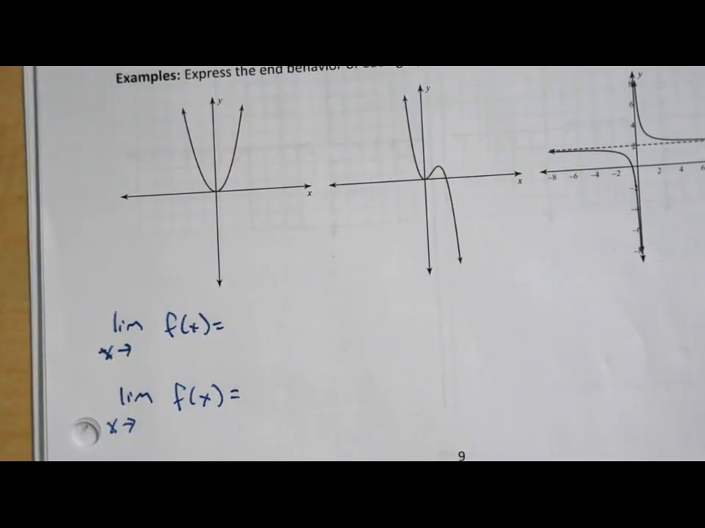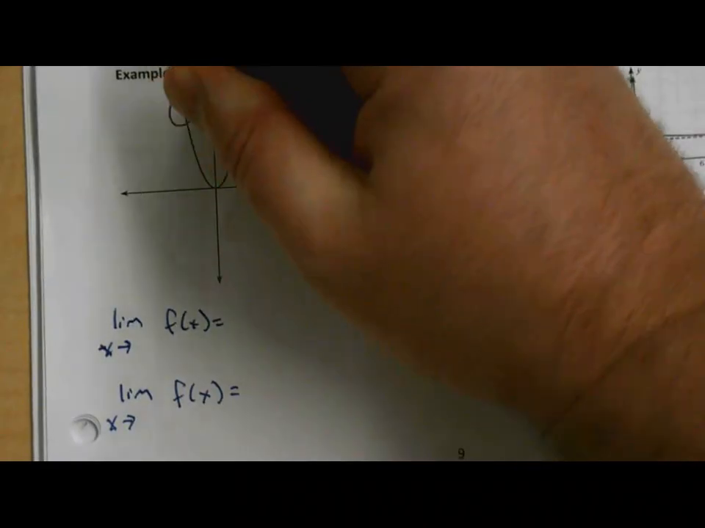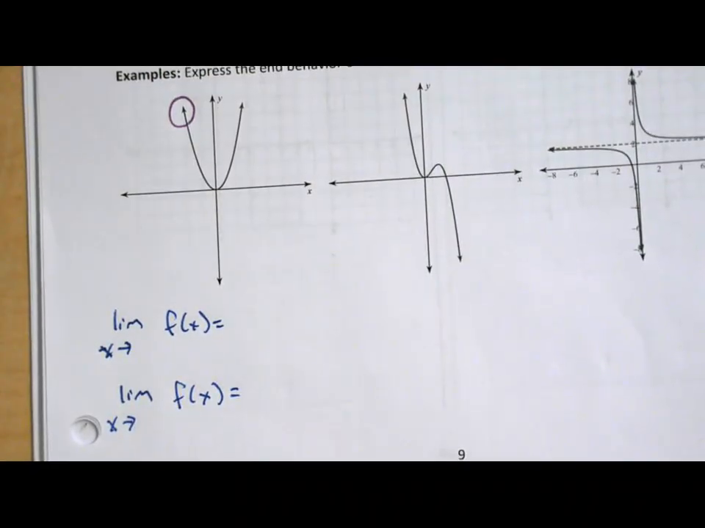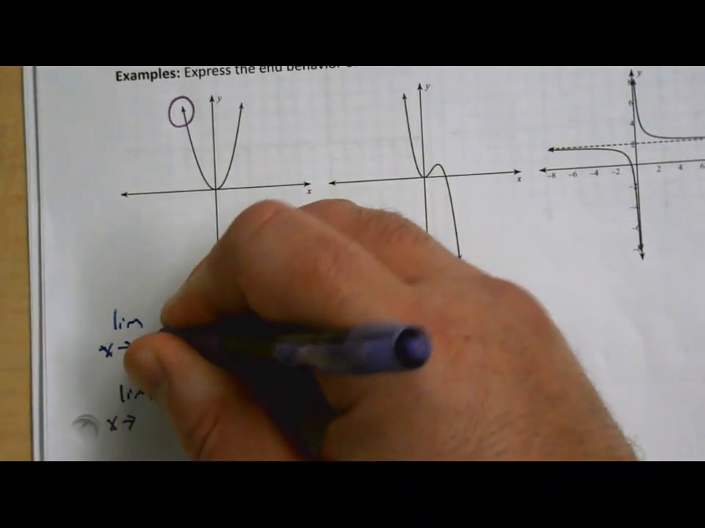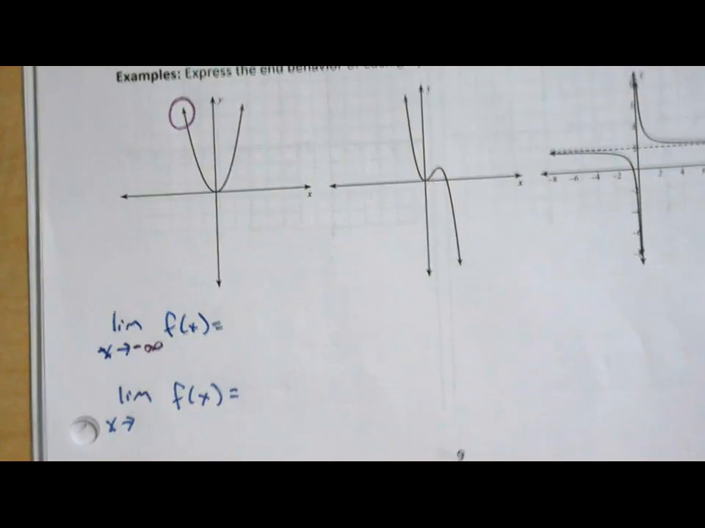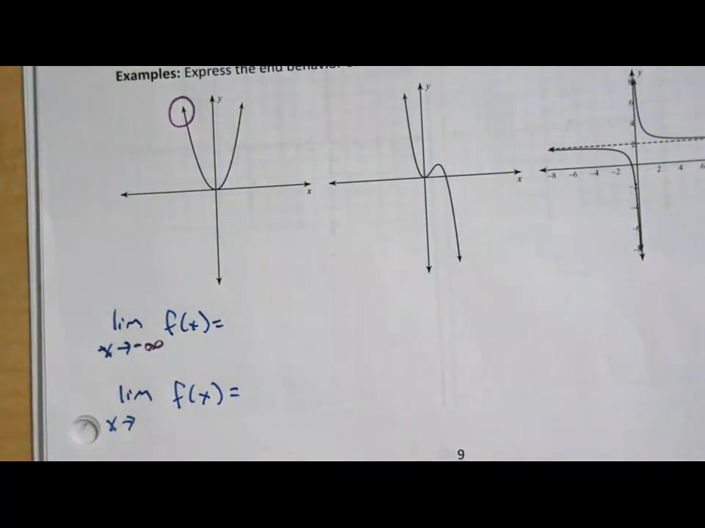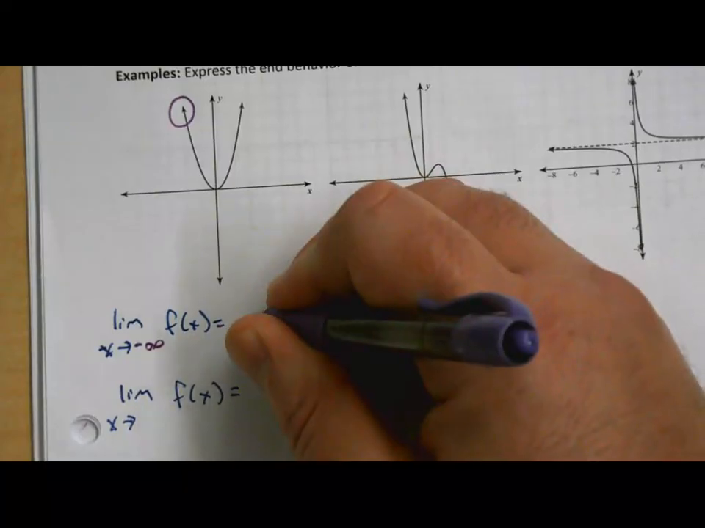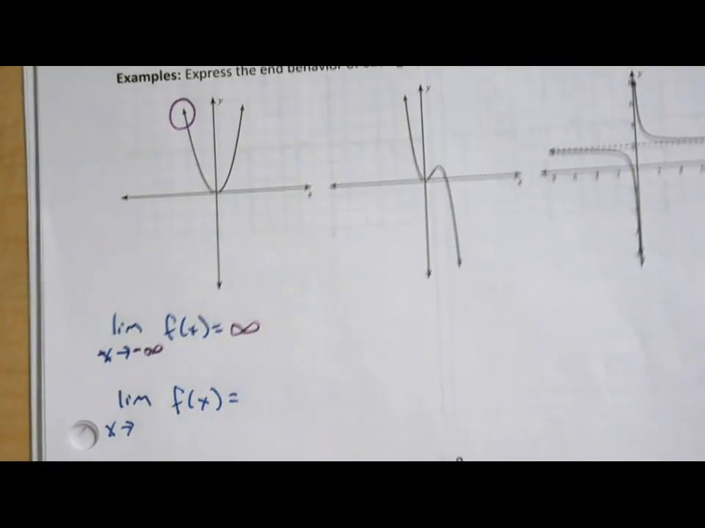So, all right, let's look at the left-hand side. On the left, x is heading towards negative infinity. And what's the y value doing on the left? Is it going up, down, or leveling off? This one's going up towards positive infinity. So the y value is going towards positive infinity.